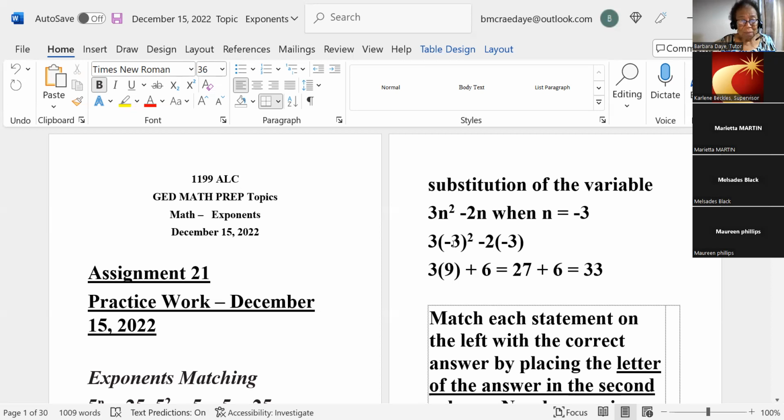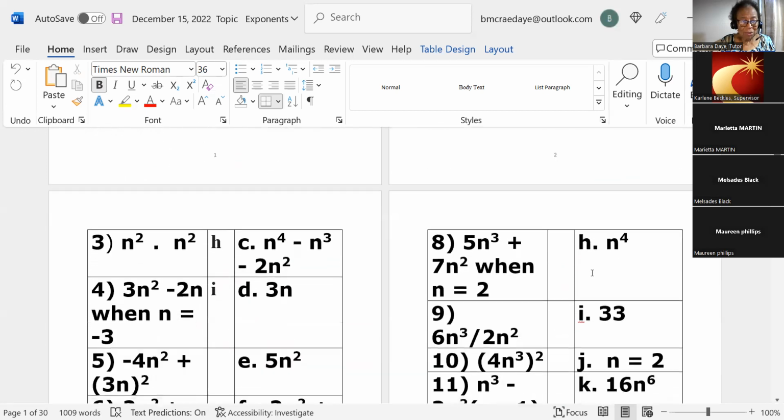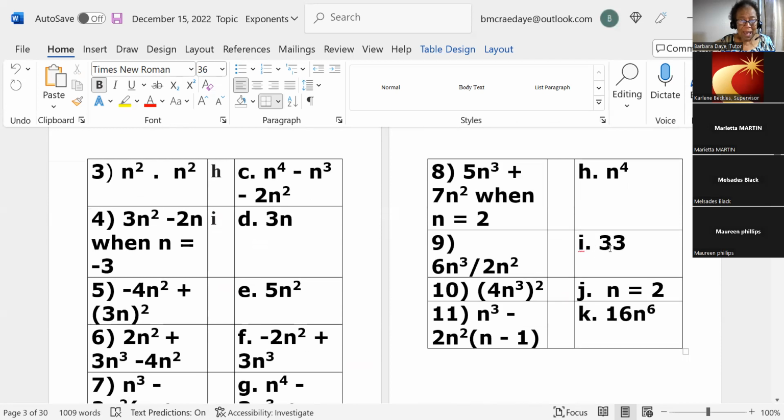Multiplication: -3 times -3 is 9. There's our 9. -2 times -3 is a +6. 3 times 9 is 27. And 27 and 6 is 33. So when you look in your table, where does that 33 appear? At I. There we go, right there.